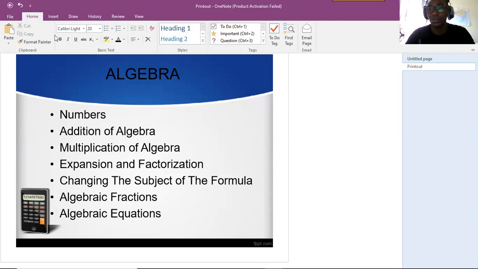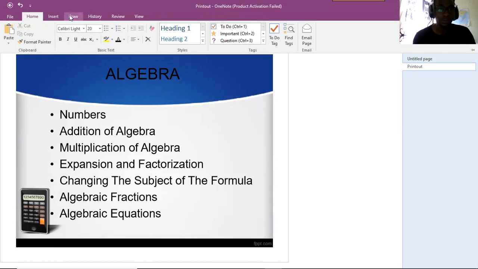So I want you to develop an adequate pace for solving mathematics. Be accurate, but also have enough speed to solve the question. Accuracy and speed should be your best friends when it comes to solving mathematics.